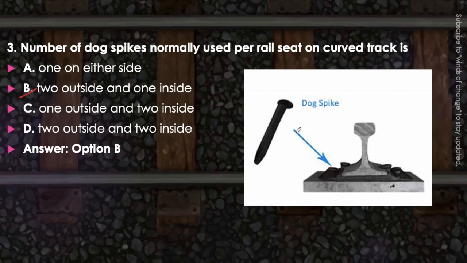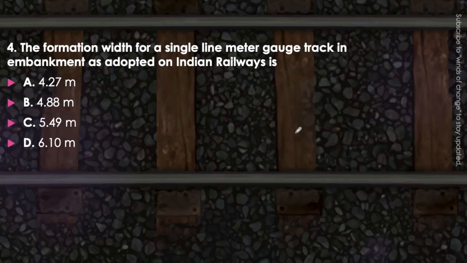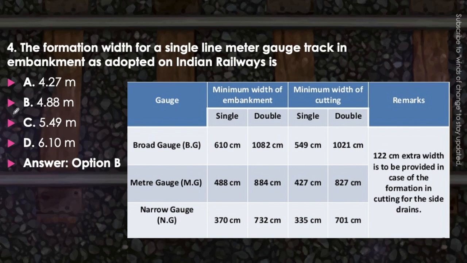Next question: the formation width for a single line meter gauge track in embankment as adopted on Indian Railways is 4.27 meter, 4.88 meter, 5.49 meter or 6.10 meter. We are talking about the formation width for single line meter gauge track. For this condition, what will be the formation width? Can you recall it? Memorize it. The answer is option B, that is 4.88 meter, and this is very important to memorize.